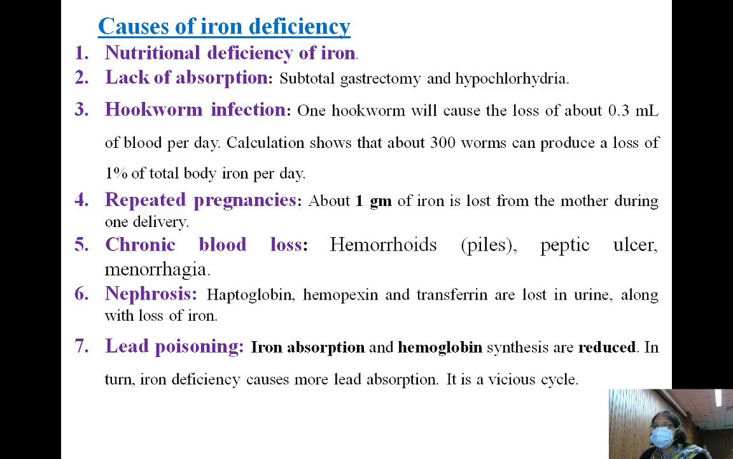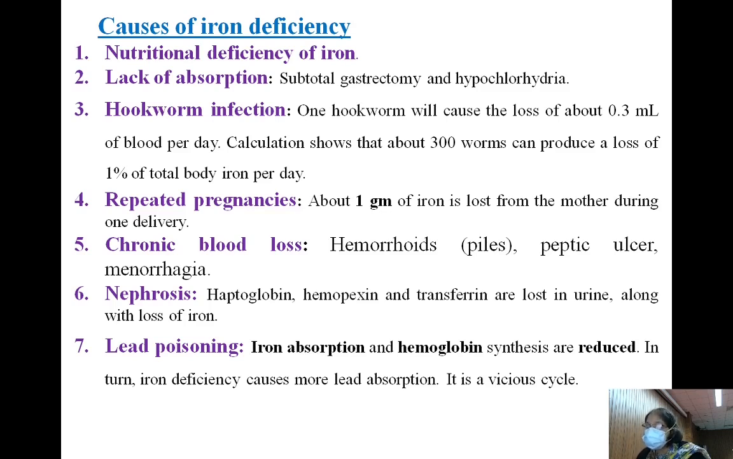Lack of absorption due to subtotal gastrectomy or hypochlorhydria. In subtotal gastrectomy, iron is absorbed from the duodenum and upper part of the jejunum, and in this operation the upper part of the duodenum and jejunum is partly removed. There will be loss of the mucosal epithelial cells, so there will be lack of absorption.